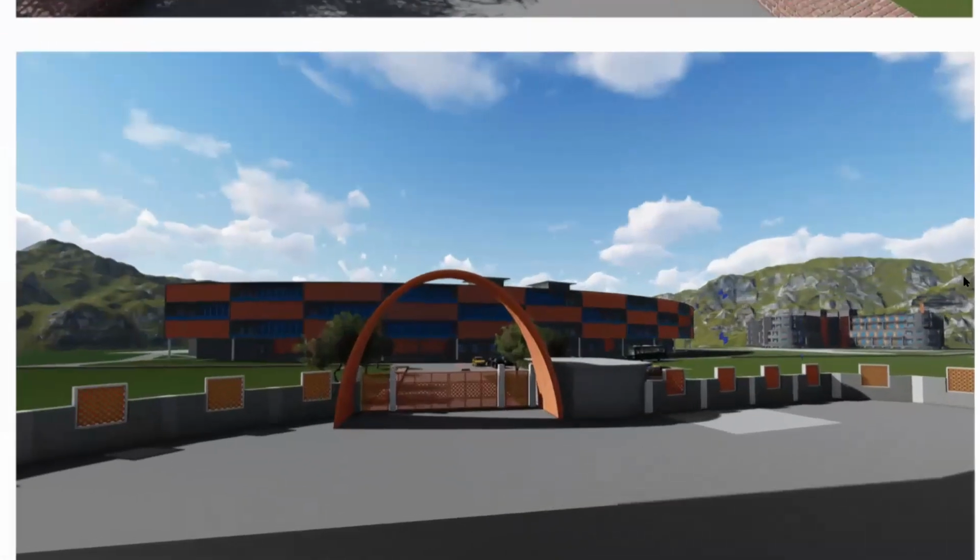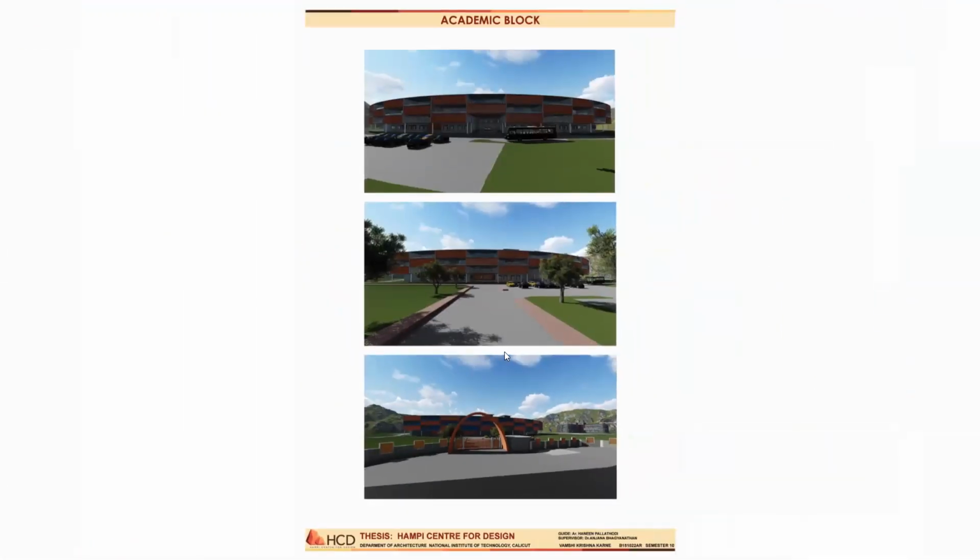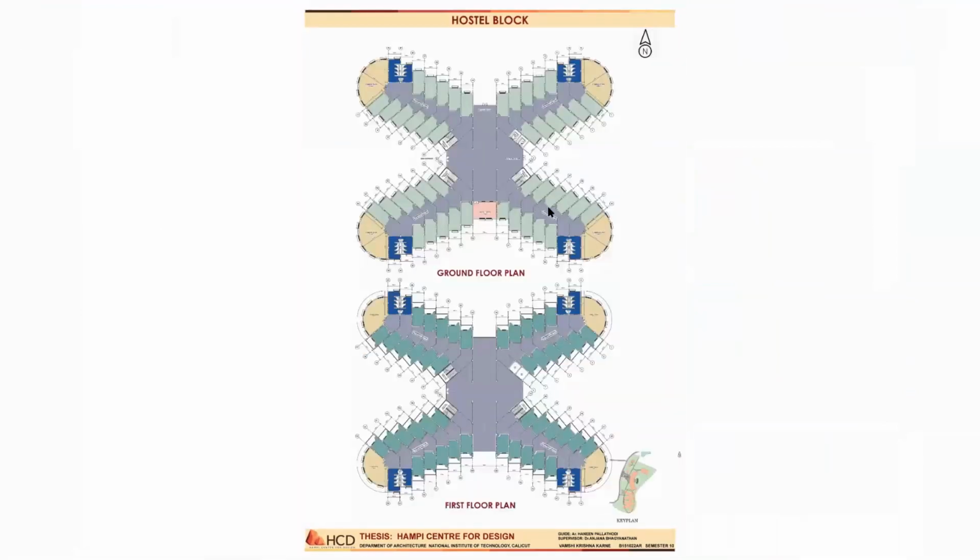This is a view of the entire project from the main entrance: academic building, hostel building, and we have an auditorium and faculty apartments on the left. Here comes the hostel block, that is facing towards the west.